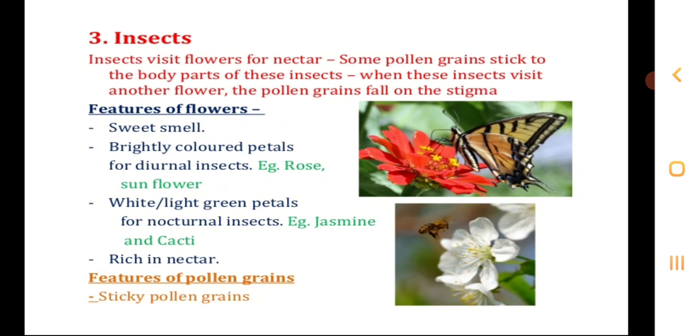Insects visit flowers for nectar. Some pollen grains stick to the body parts of these insects. When these insects visit another flower, the pollen grains fall on the stigma. The features of these flowers are that they have a very sweet smell and are bright in color, for example rose and sunflower. White or green petals are for nocturnal insects, for example jasmine and cactus. Features of pollen grains: they should be sticky.